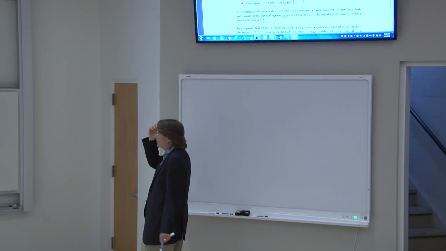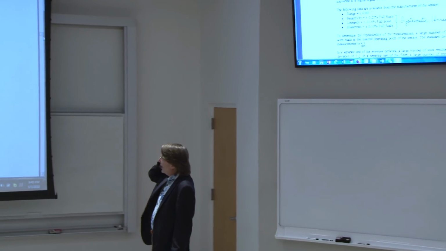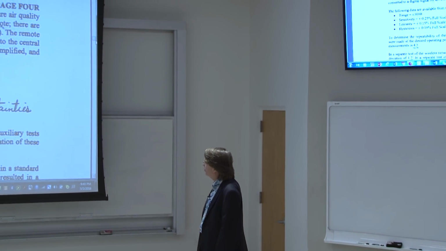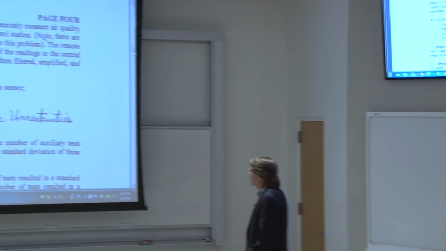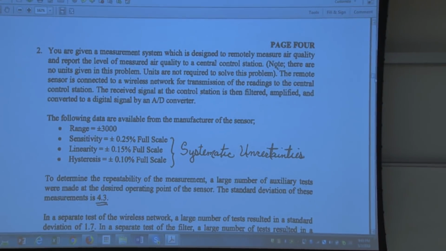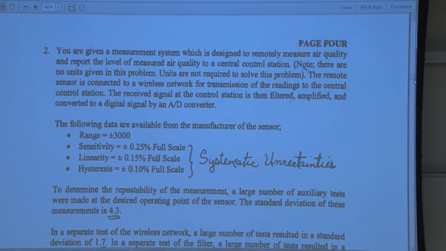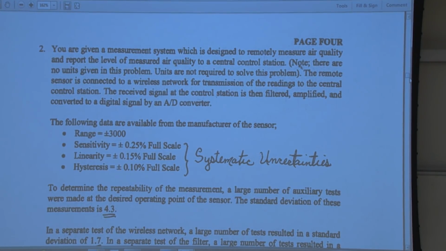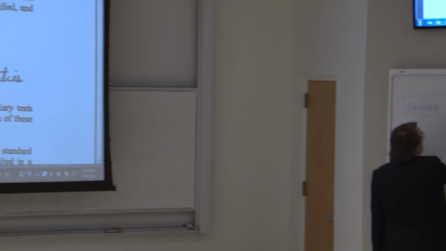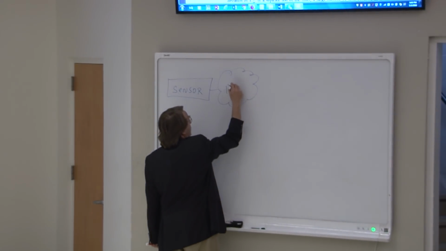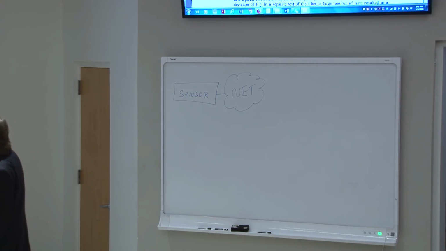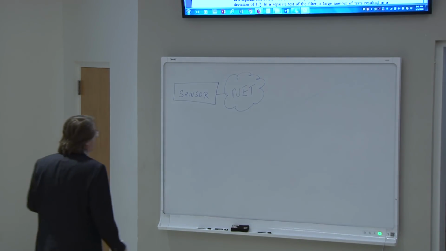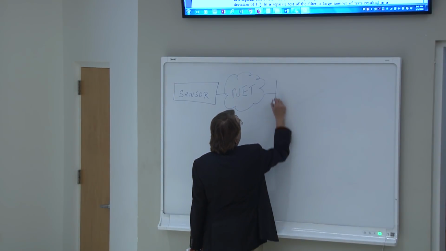We're given a system that remotely measures air quality and reports it to a central control station. The remote sensor is connected to a wireless network. So I'm going to draw this out. We have sensor. Then we go into a wireless network. I'm just going to put down NET for network. And the received signal is then filtered. So then we go through a filter.